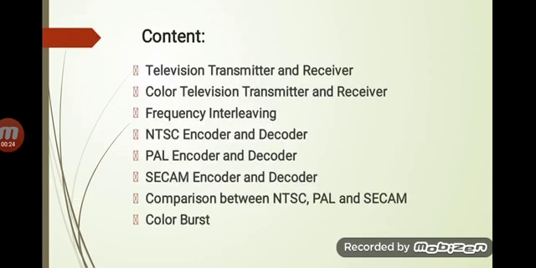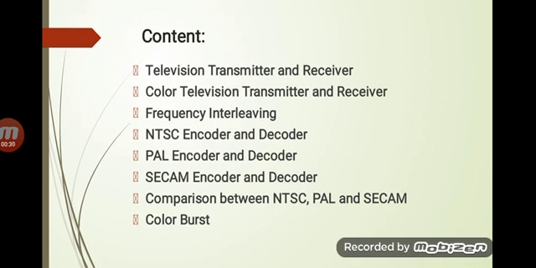Now, in continuation to the previous video, let us go ahead with unit number 2, that is Color Standard and Digital Video from BA Electronics and Telecommunication Engineering, Solapur University, Solapur. So, in previous two video sessions, we have covered the television transmitter and receiver.